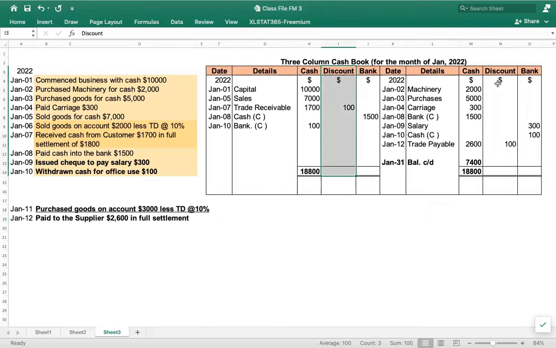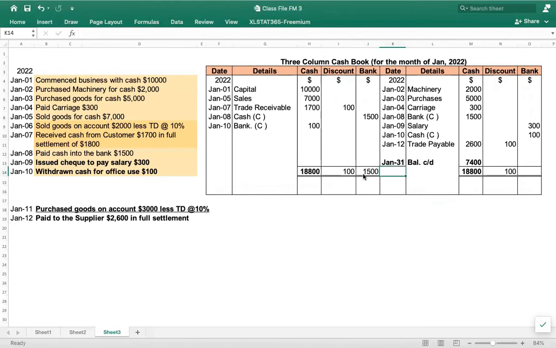The discount column we will never balance. Remember, the debit side total I will write on the debit side, and the credit side total I will write on the credit side. No balance, because this is discount allowed and this is discount received. Okay. Now we need to balance which column? Bank. Bank we need to balance. So can you tell me which side total is more? Debit side. How much?